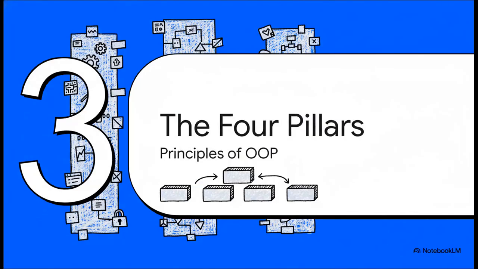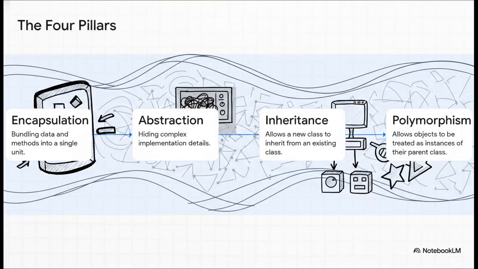But just having blueprints and cars isn't the whole story. This brings us to section 3, the 4 foundational pillars. The real power, the genius of OOP, comes from 4 core ideas. We call them pillars, that give it all its structure and make it so flexible. And here they are: encapsulation, abstraction, inheritance, and polymorphism. Sounds a bit academic, I know, but trust me, these 4 concepts work together to make our code strong, reliable, and way easier to manage.